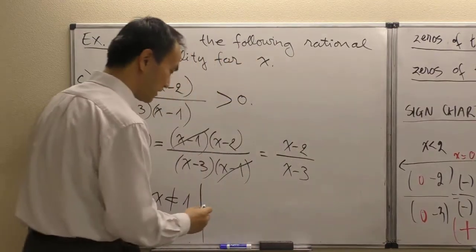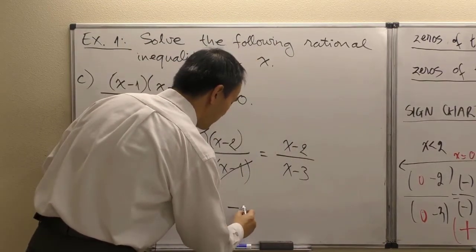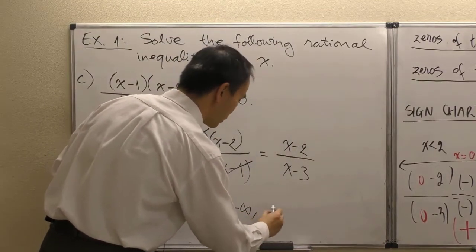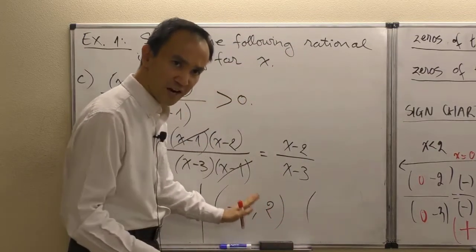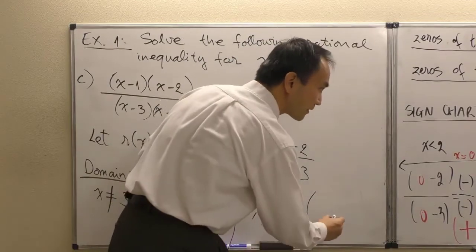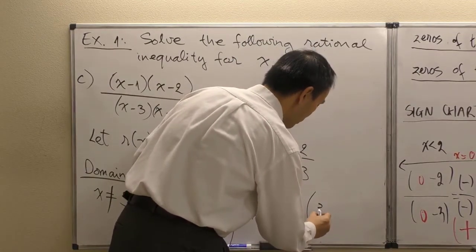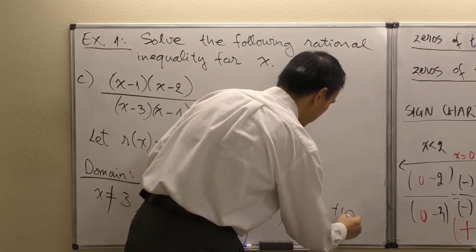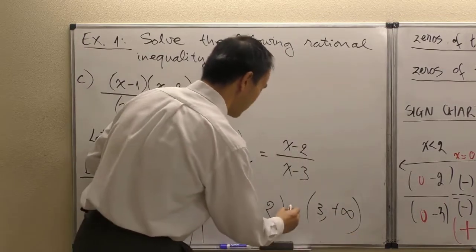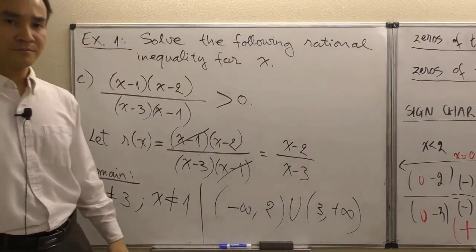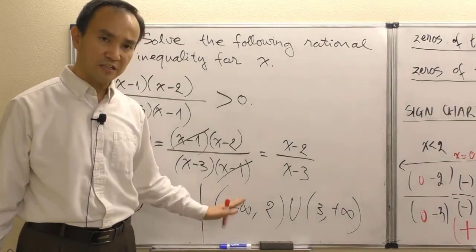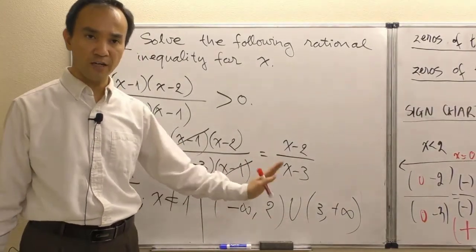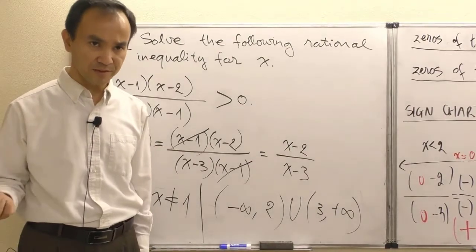So now I found an interval anywhere between negative infinity and 2. And then I found another one, right from the sign chart here, between 3 and positive infinity. And then we put a union between them. But let's not rush to conclude that this is our final answer. Let's find out a little more.